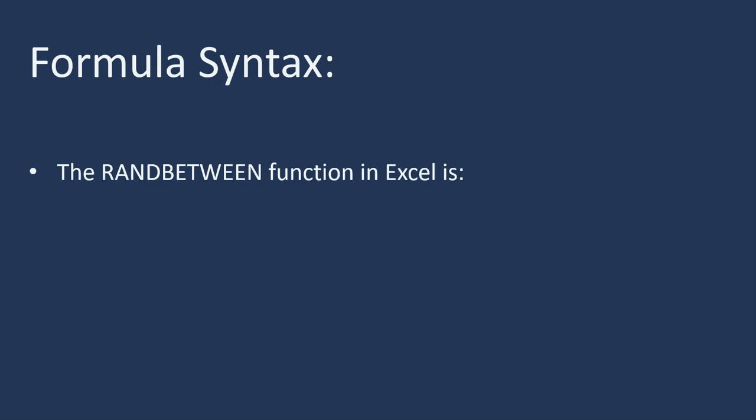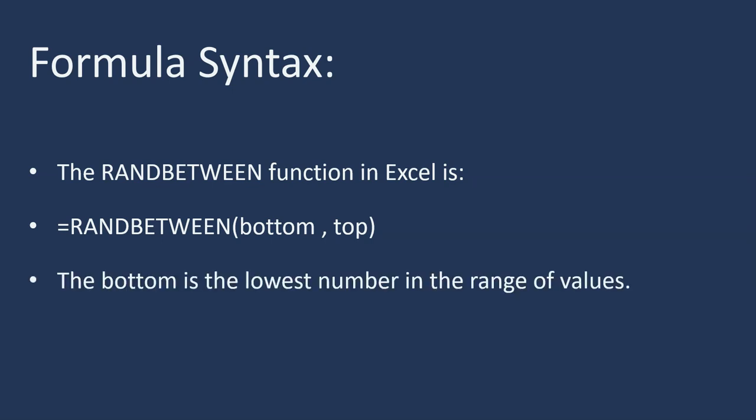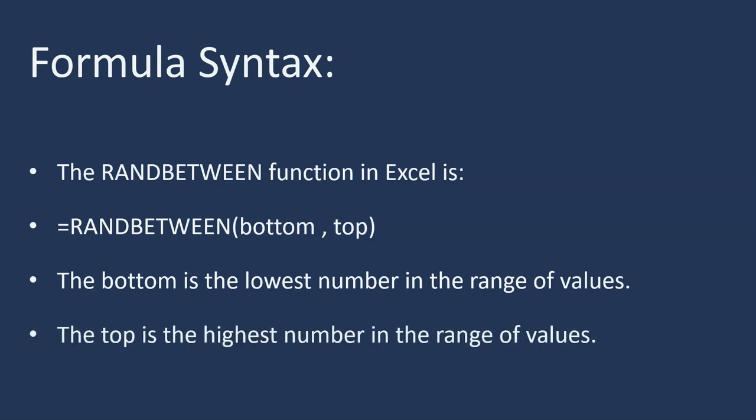So the syntax, how the function is actually written: the RANDBETWEEN function, just like any other, will start with an equal sign, RANDBETWEEN, open parentheses, the bottom and the top. So only two arguments within this function. The bottom is the lower number in the range of values, and of course the top is the highest number in the range of values. So let's jump over into Excel and walk through it.